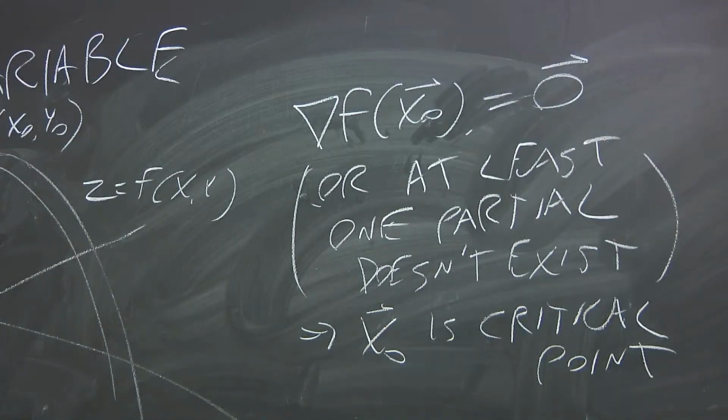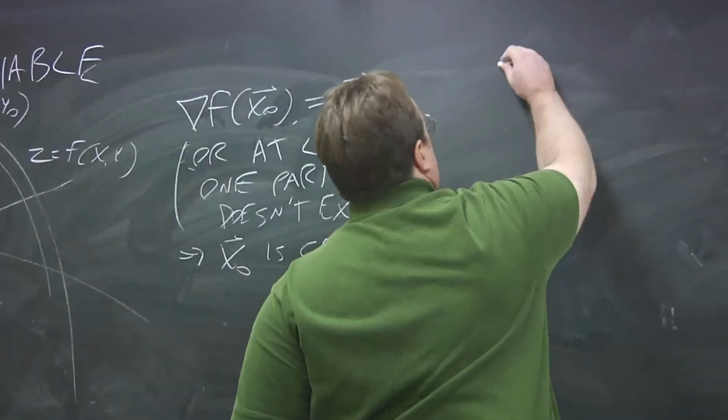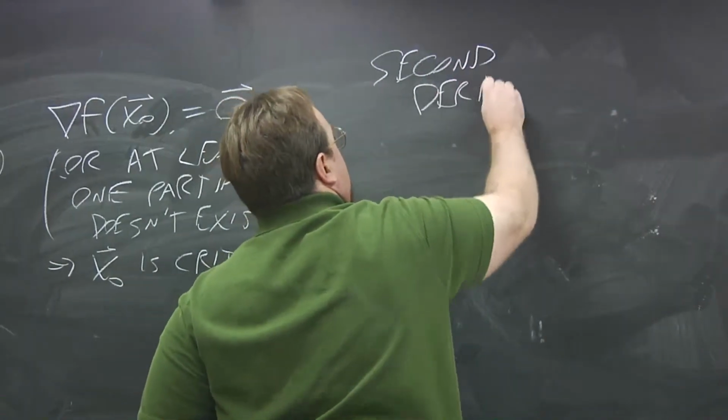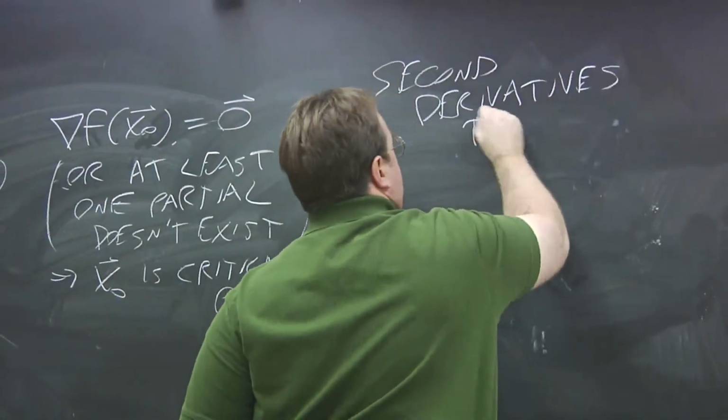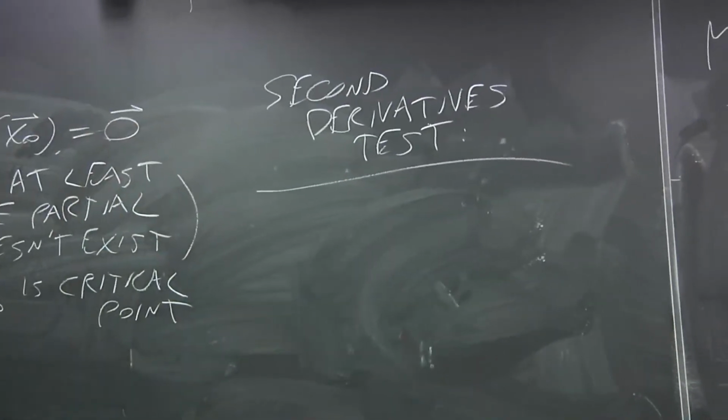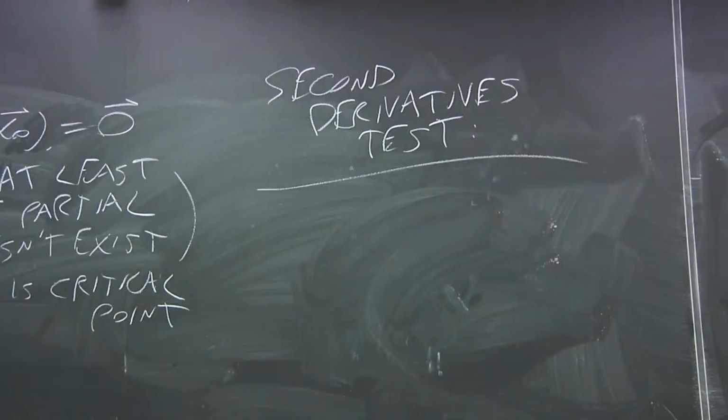So this is where you identify your candidates for a max or min. But then we need to do something that's analogous to the second derivative test for determining if we have a max or a min. The idea is this. It's called the second derivatives because, of course, you have several second partial derivatives, even in the two variable case.